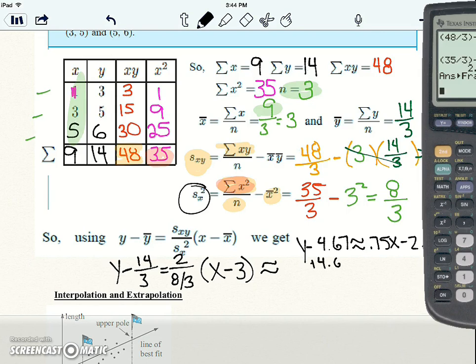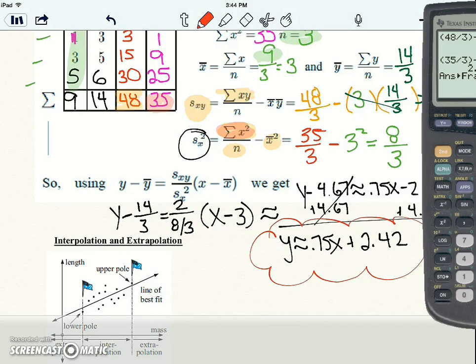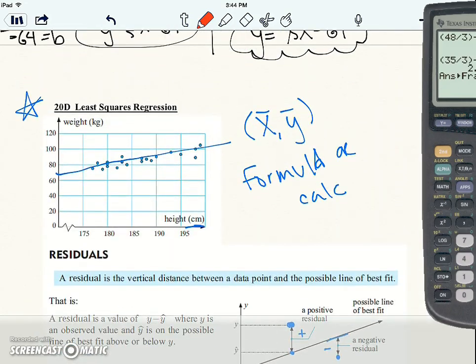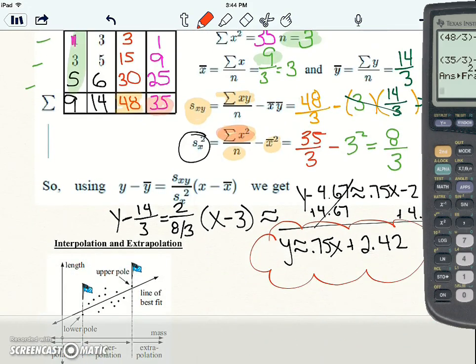Add 4.67 to both sides, and you get y is approximately equal to 0.75x plus 2.42. And this is our perfect line of best fit. Hallelujah, this is the line that's going to go through at best. So let's see, 2.42. You can go up here. Well, we're going to run out of time, but if we graphed it, it would be the best one, and I'll show you that in class.